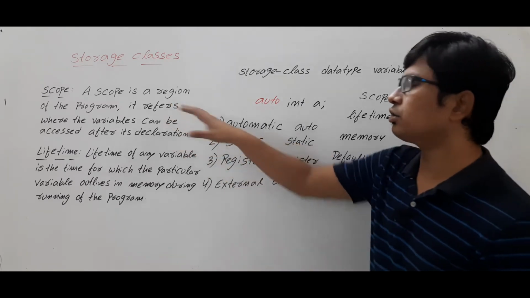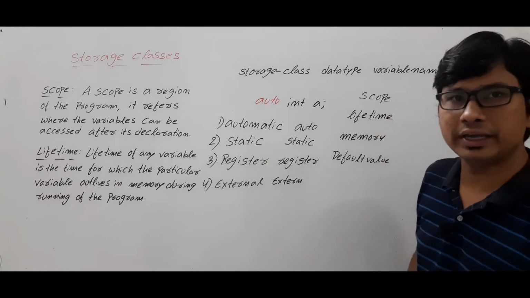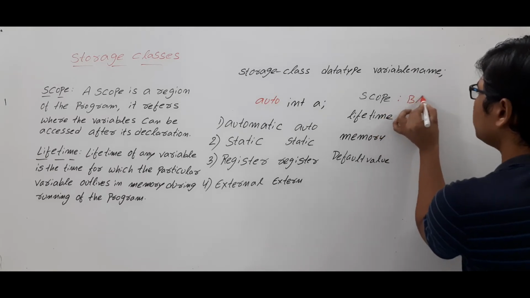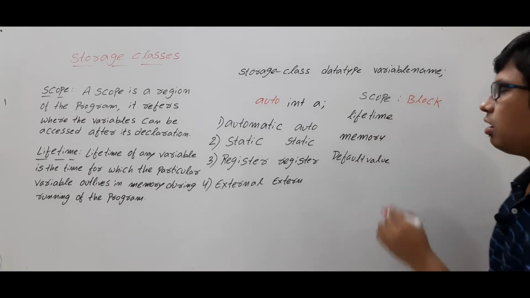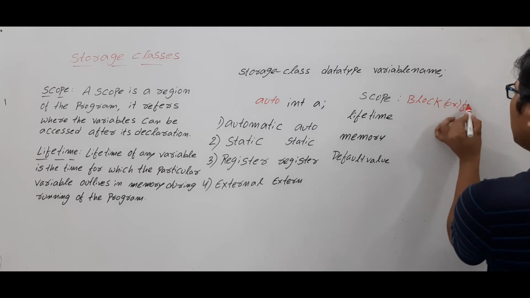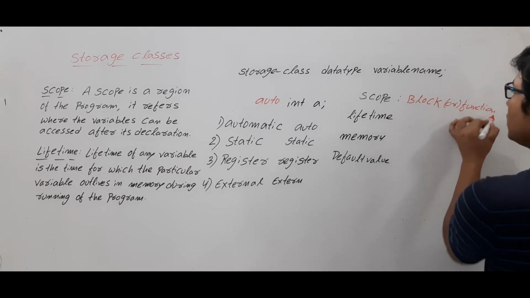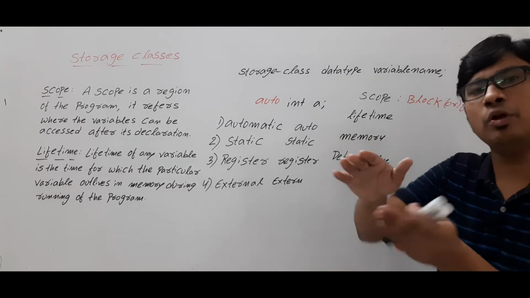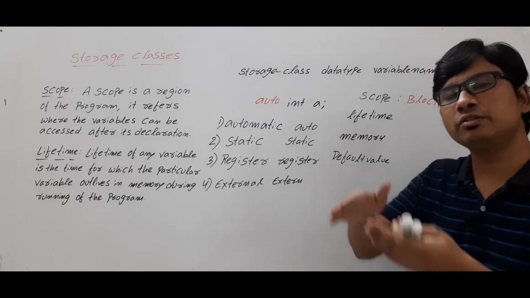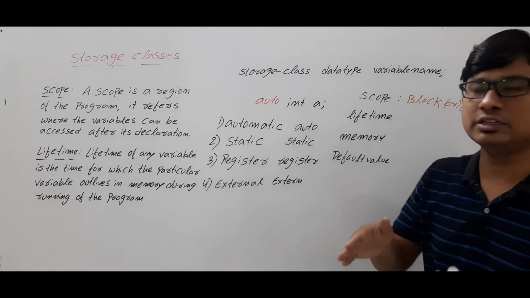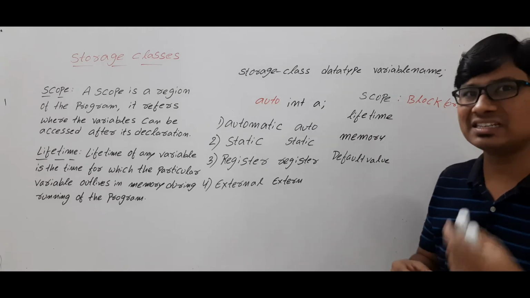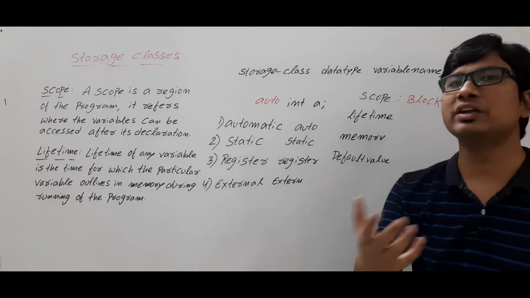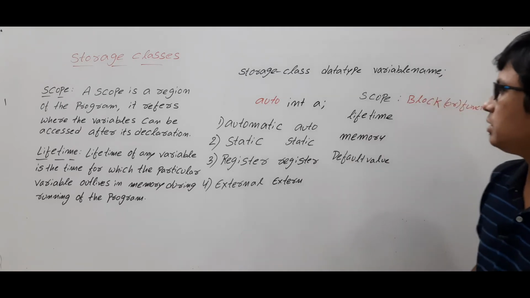Now coming to the automatic variable, what is the scope? The scope is within the block only. If it is an automatic variable, it is within the block or function where you have declared it. Suppose you have declared an automatic variable within a block, then its scope is within the block only. If you have declared an automatic variable inside a function, then its scope is only within the function. You can access that variable within the function only. Once you come outside the function, you cannot access that variable. Okay, are you able to understand it or not?